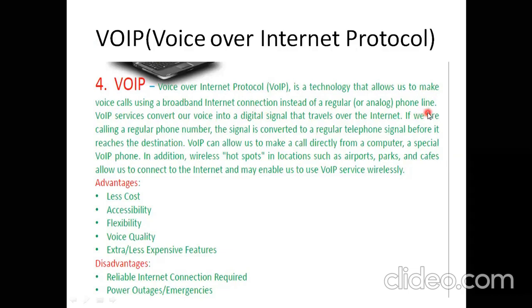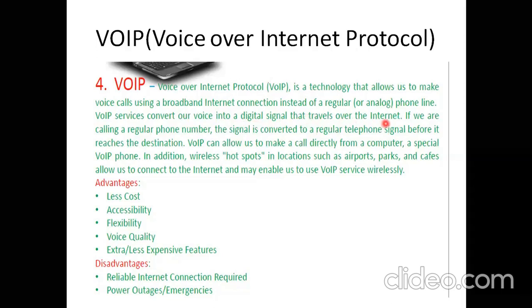So if you call from a regular phone line, that will not be considered VoIP, but if you use internet services to call another person, that will be VoIP. Like WhatsApp calling and Facebook calling, that's your VoIP service. What is its main functionality? VoIP services convert our voice into a digital signal. Generally, when we speak, our voice is in the form of waves, that means an analog signal. But when VoIP services are used, it converts our analog signal into a digital signal. So our voice travels in the form of digital signals over the internet.